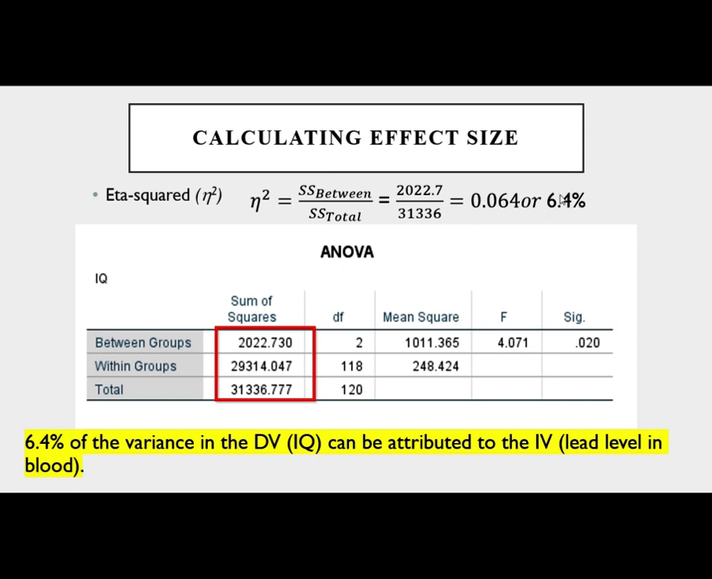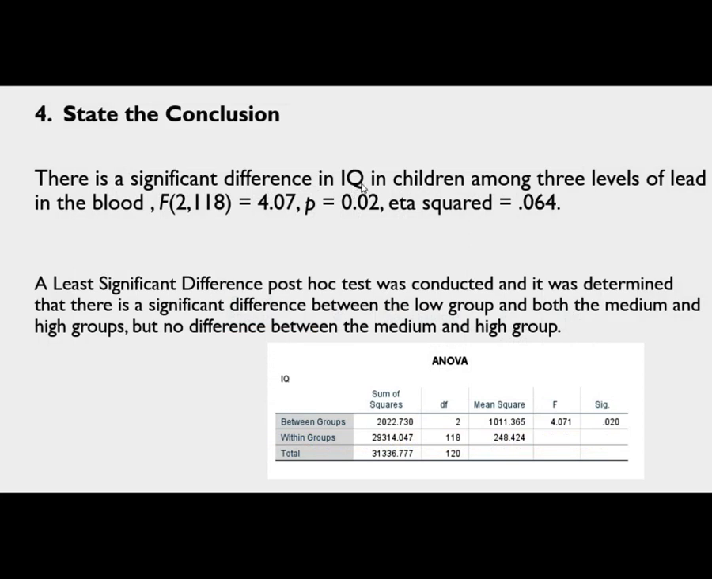Now the way we interpret this one is different than Cohen's and Hedges, where we just had 0.2, 0.5, and 0.8, and we said low, medium, and high. Now this is actually a proportion. So we would write it out as 6.4% of the variation or variance in the dependent variable, here IQ, can be attributed to the independent variable, which is the measured level of lead in their blood. There is a significant difference in IQ in children among 3 levels of lead in the blood, or however you want to phrase it. That's a little bit awkward, but we'll do it that way.